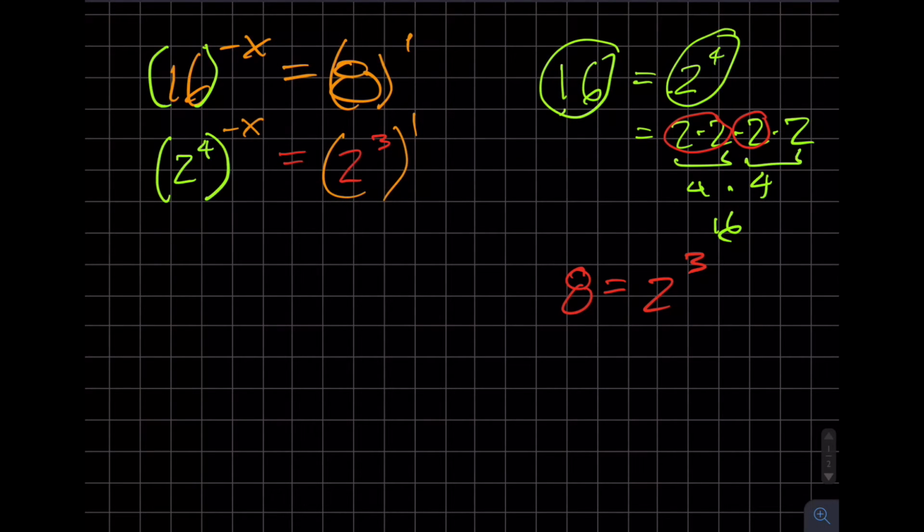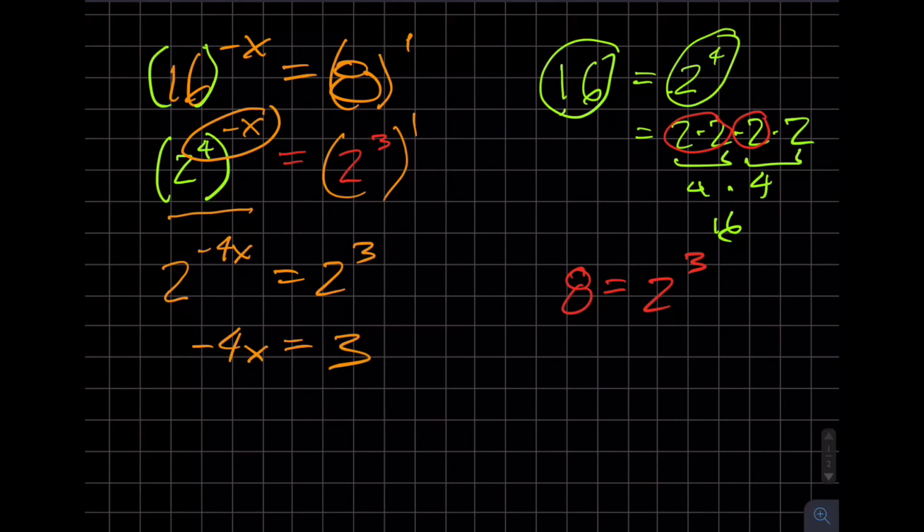So now, how do I take care of these two? It's my properties of exponents, or as I call them, shortcuts of exponents. So I can rewrite this left-hand side as 2 to the negative 4x, and this would be 2 cubed. And then we're back to this idea where I have two powers that I'm claiming are equivalent with the same base, thus the exponents must be equal. And so then I divide both sides by negative 4, and I get negative 3/4 as my value for x.